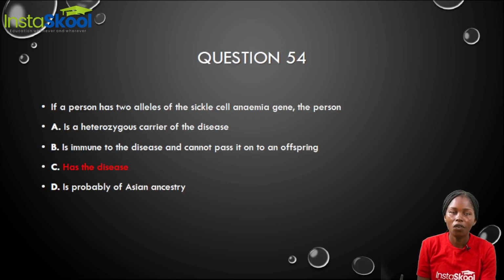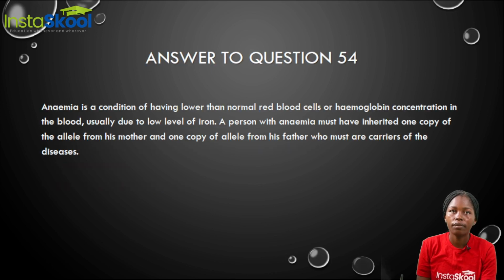Question 54. If a person has 2 alleles of the sickle cell anemia gene, the person dash. Now, anemia is a condition that affects a person because the person has a lower than normal red blood cell, that is hemoglobin, concentration in the blood. This is usually due to a low level of iron in the person's body.